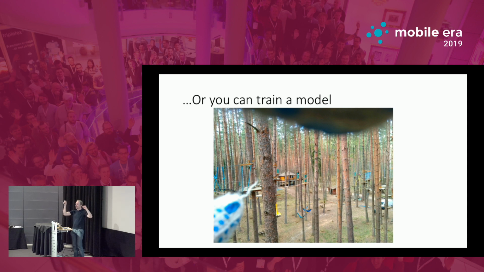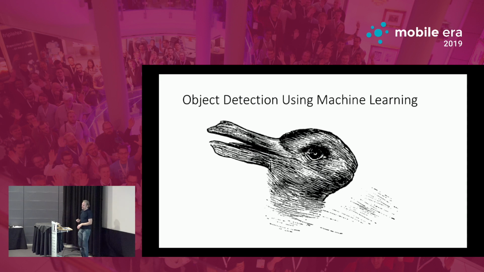So I was doing this ropes climbing course, and I was up there taking photos, and I managed to get my thumb over my smartphone thing, and I was like, I'm going to have to crop that out so I can post that later. But maybe I could use machine learning to identify my thumb and then remove it automatically. Pretty straightforward, simple model to do. So, object detection with machine learning.